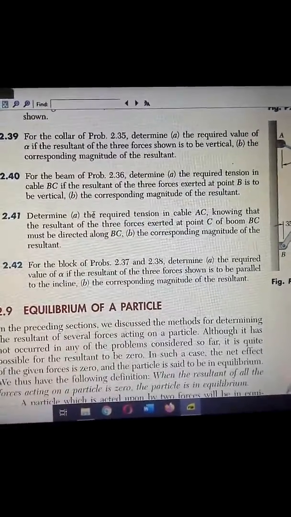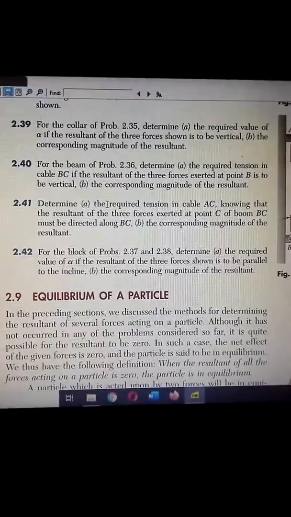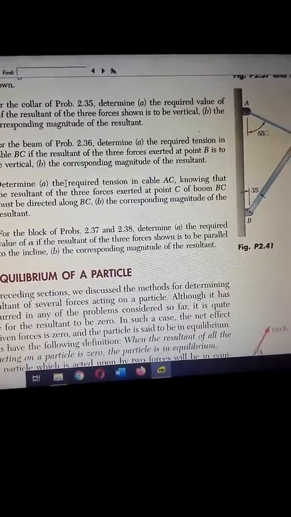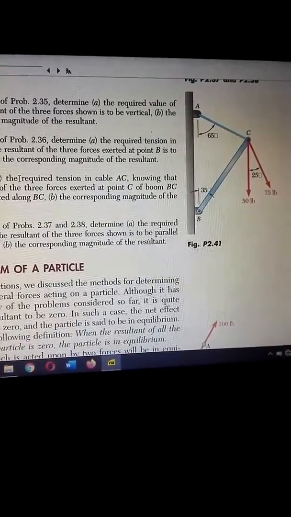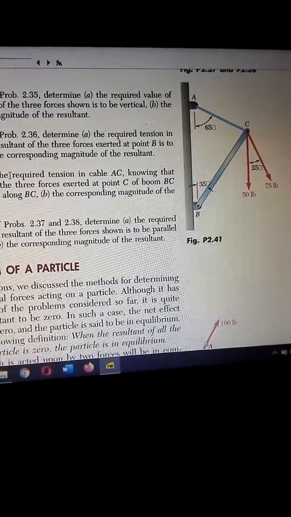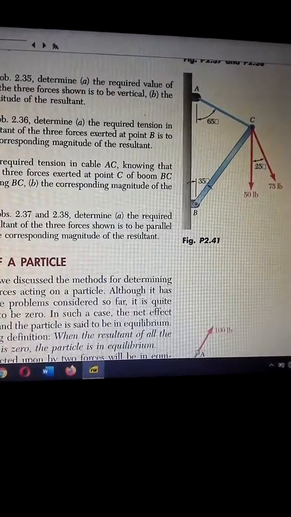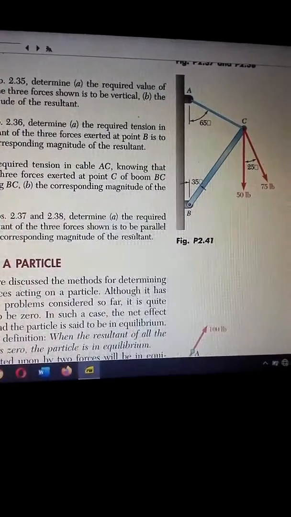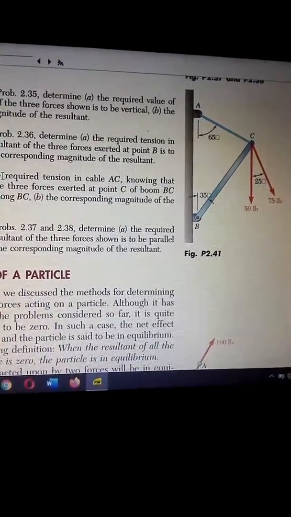So in this case, try to find out what is the point under consideration. The question says determine the required tension in cable AC, knowing that the resultant of the three forces exerted at point C. So the point of interest is point C. So the particle we are considering is that at point C. That means the concurrent forces, meaning forces acting at the same point, are those forces acting at point C, as you can see right on the screen.